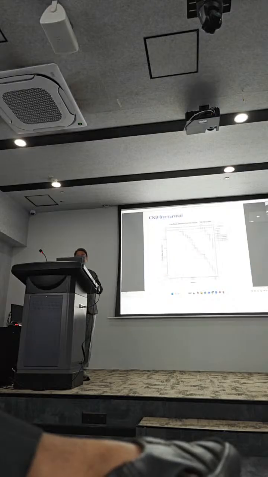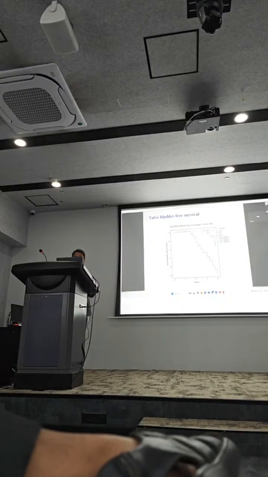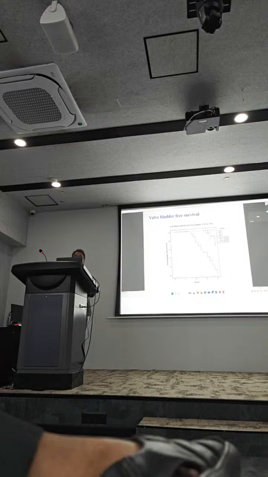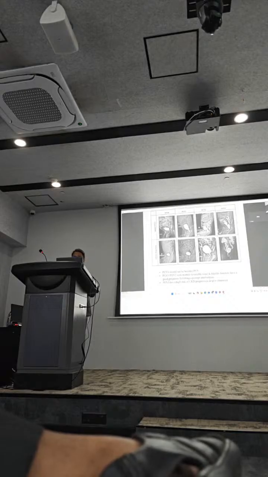When we look at CKD free survival, the PUV grade 3 are the ones which go very fast into renal transplantation and bladder damage as we follow them over the 20-year period. So these are the pictures of what we are proposing. This is unpublished data. We are going to present it in the forthcoming ESPU Congress in Vienna.